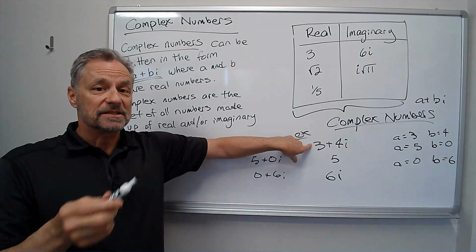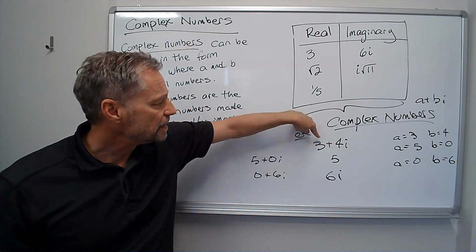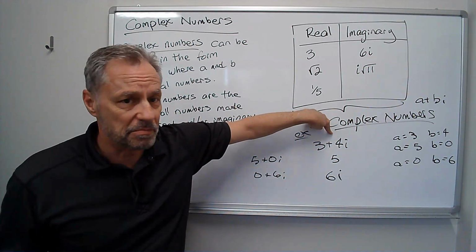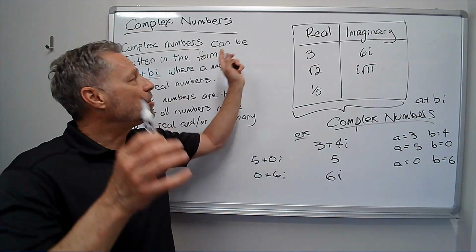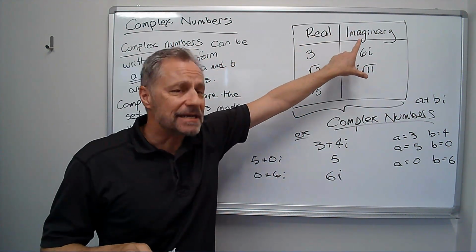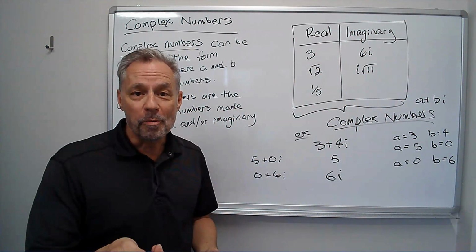We see them in the form a plus bi. And if this was a minus, that'd be fine as well. 3 minus 4i is another complex number. But that's the idea. So the complex numbers are the set of all numbers that include reals and imaginaries and any combination thereof.